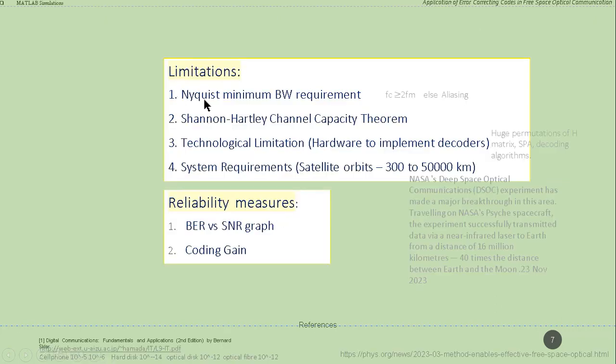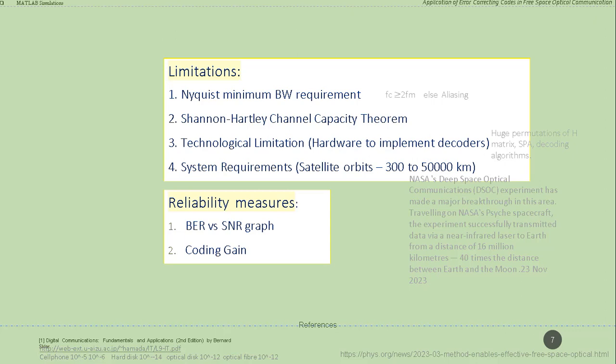Limitations are technical. Nyquist says there has to be some bandwidth requirement for a given message signal, otherwise it will be received in error. Then there is the famous Shannon-Hartley channel capacity theorem that limits the usage of bandwidth, and a certain rate can be achieved on a channel to transmit your signals. There are technological limitations. Hardware implementations are always limited by the technology that we have at the moment.